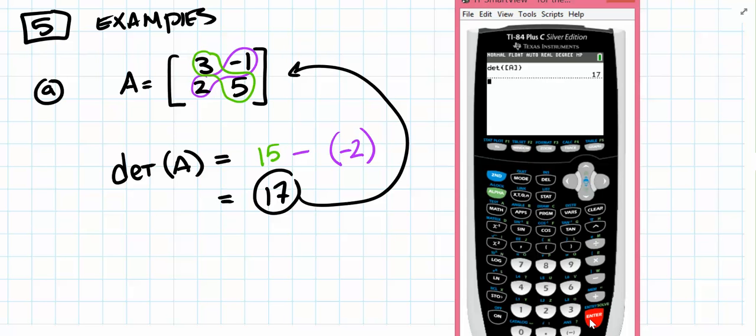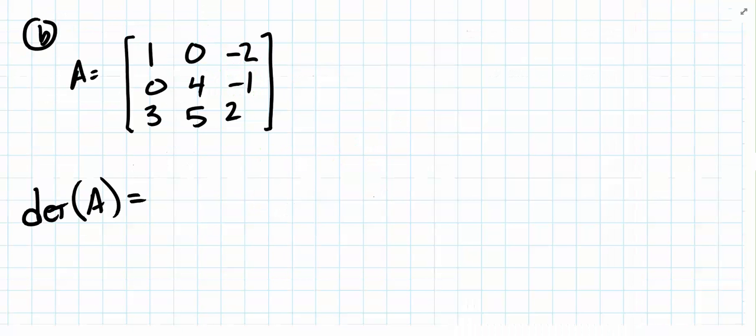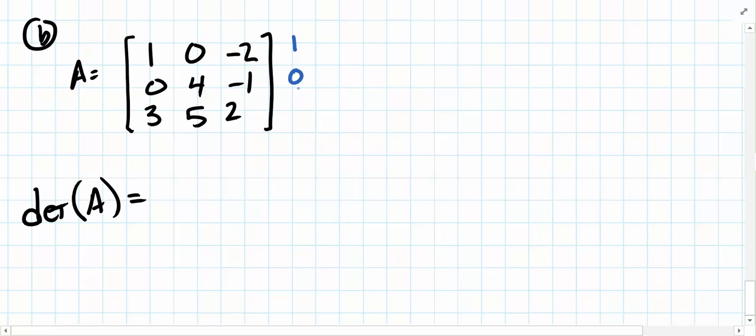Okay, here's a 3 by 3, and I won't ask you to do anything larger than a 3 by 3 by hand. So you have to know 2 by 2s and 3 by 3s. So here's the first step. Our first step is to recreate our column number 1. So I'm going to have 1, 0, and 3. And recreate column number 2, 0, 4, and 5. Lots of zeros in there.